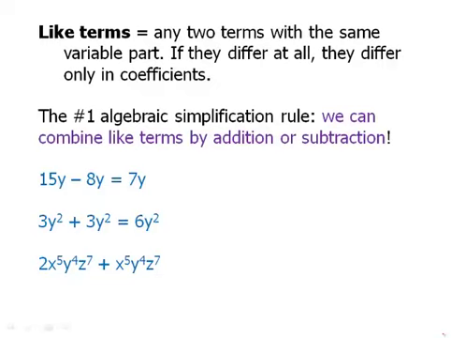In that final one, notice that thing is awfully complicated, but the two terms are actually like terms because the variable part, x to the 5th, y to the 4th, z to the 7th, is identical between the two terms. So we have two of the thing plus one of the thing, and of course whenever you have two of anything plus one of the same thing, you get three of that thing. So that's how we simplify that.